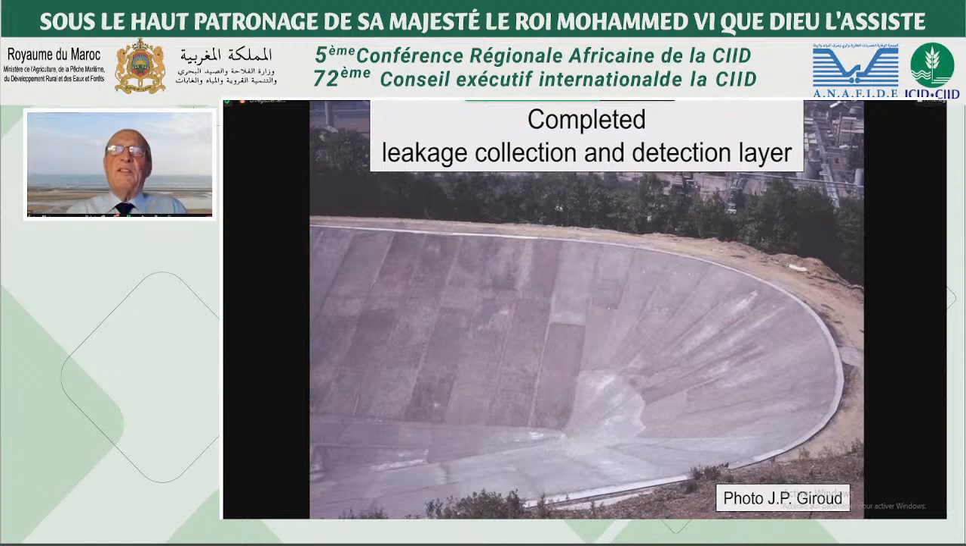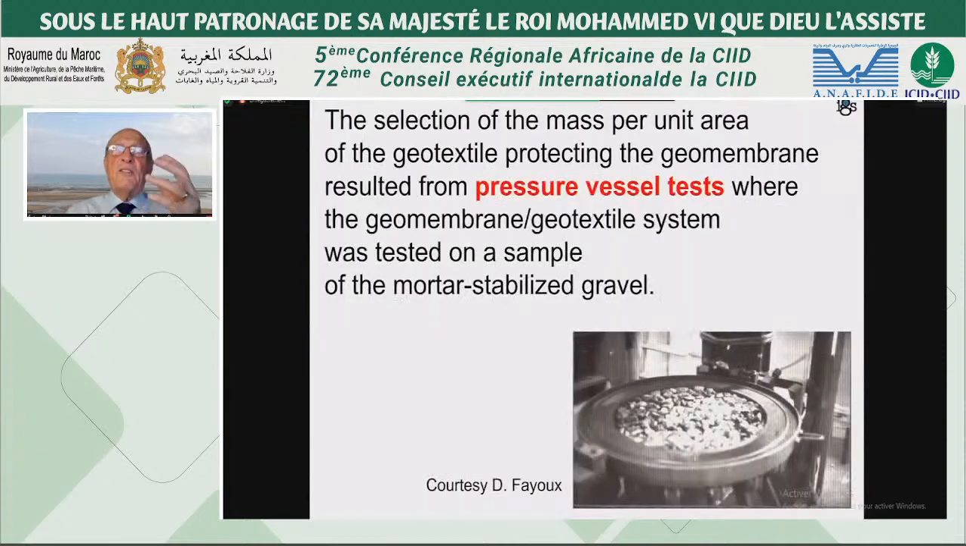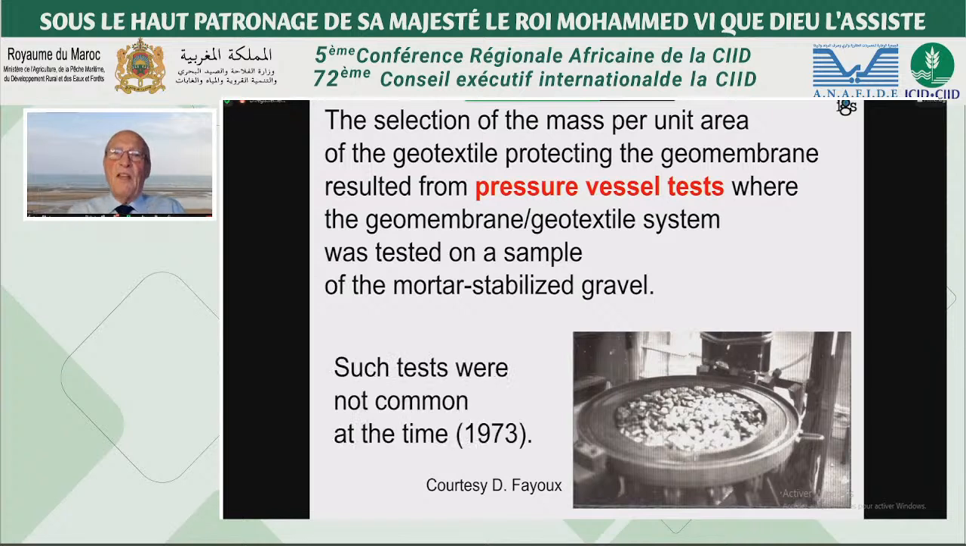We see here the completed leakage collection and detection system. The selection of the mass per unit area of the geotextile, which was placed on the gravel to protect the geomembrane, resulted from a pressure vessel test where the geomembrane-geotextile system was tested on a sample of the mortar-stabilized gravel. Such tests are common today, but they were not common in 1973 when we designed this double liner system.